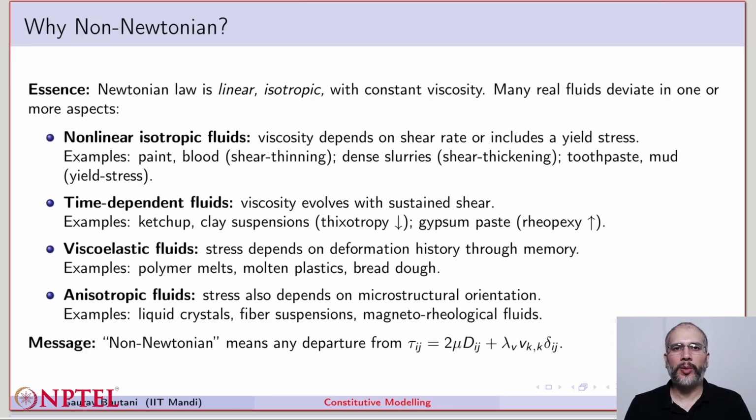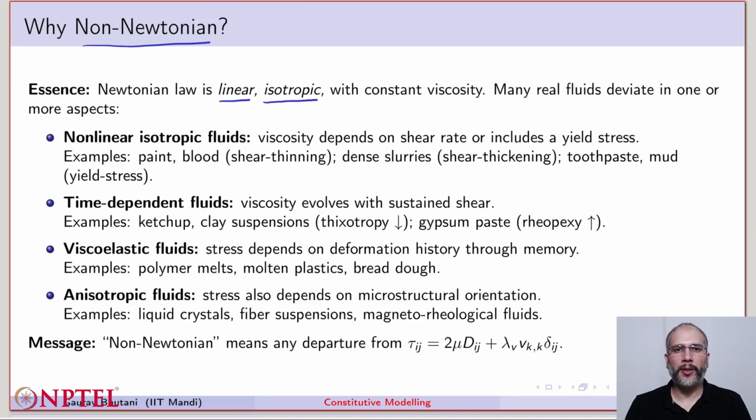Now, usually when dealing with water and air, a Newtonian model suffices. But there are situations where the fluid may not be linear or it may not be isotropic. So in those situations, the Newtonian model is not valid. And there are many real fluids which deviate from this model. So in that case, you may require a different model, and such models that are not Newtonian are called non-Newtonian fluid constitutive models.